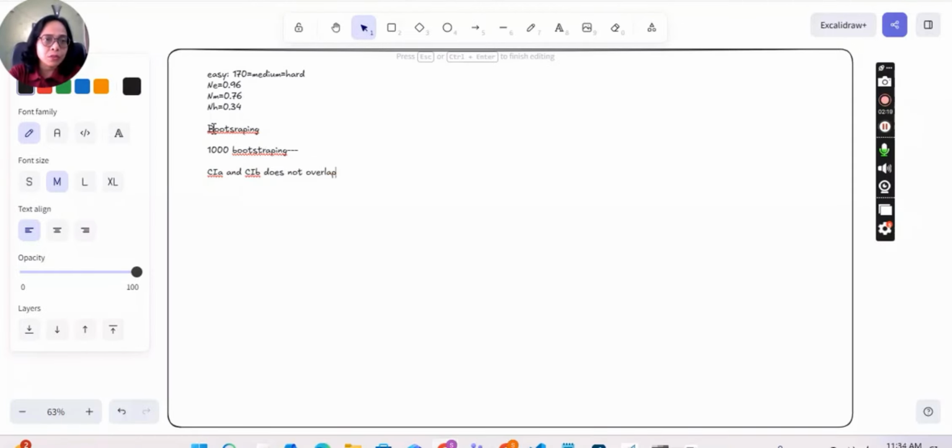Overlap means, I have already told what this is. Okay, they do not overlap now. So in that case, what happens? This becomes okay: there is a significant improvement in performance with system B. Significant improvement in system B.